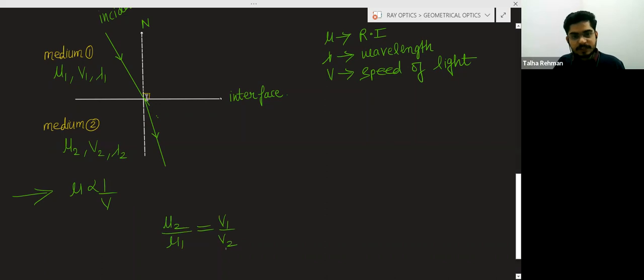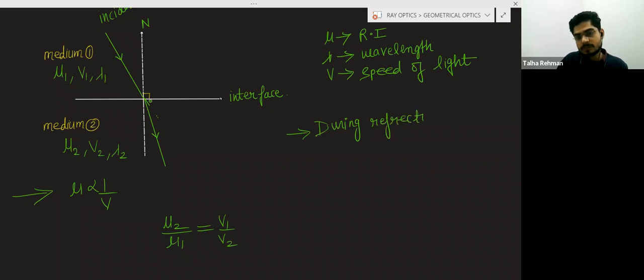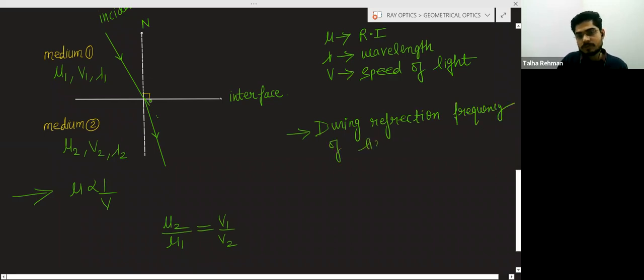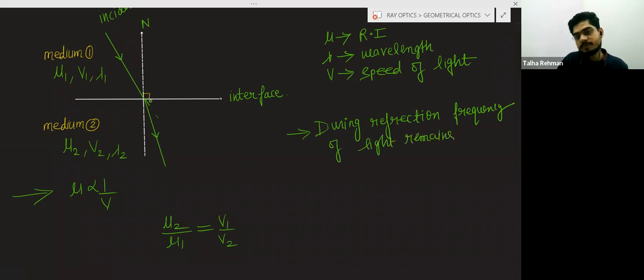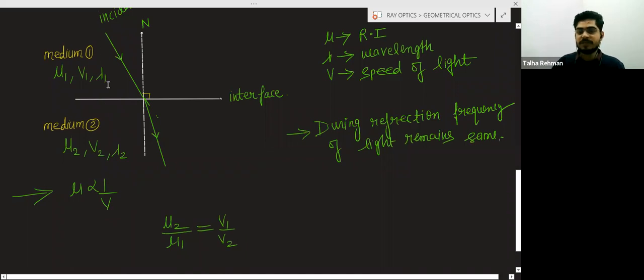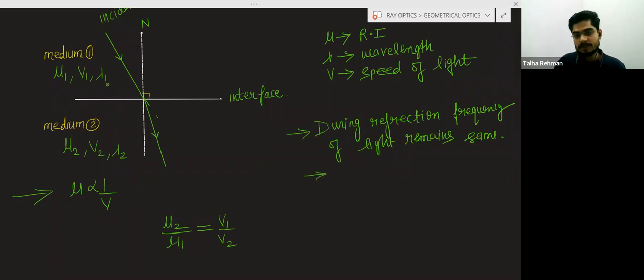And during the refraction, the frequency of light remains the same. And you will ask, why, sir, will the frequency of light remain the same, but the wavelength changes?